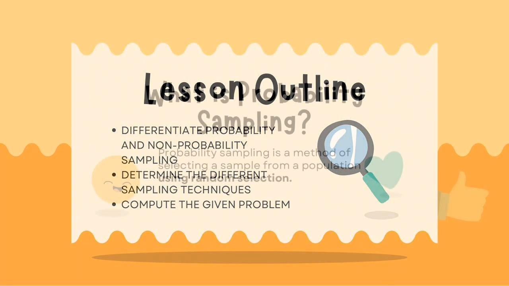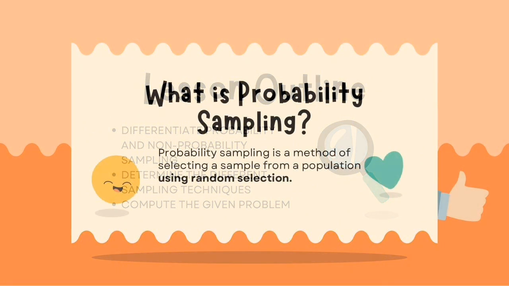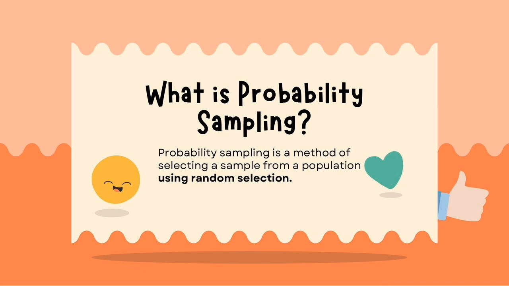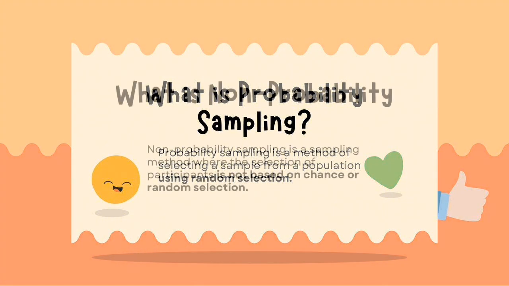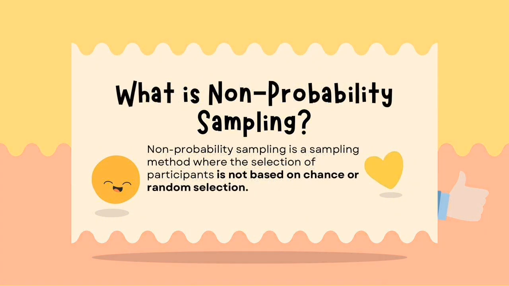Happy listening, everyone. What is probability sampling? Probability sampling is a method of selecting a sample from a population using random selection. Do you know that it's also known as random sampling? This method ensures that the sample is representative of the population, reducing bias and allowing for generalization of results to the whole population. Thanks for that information, Ariel.